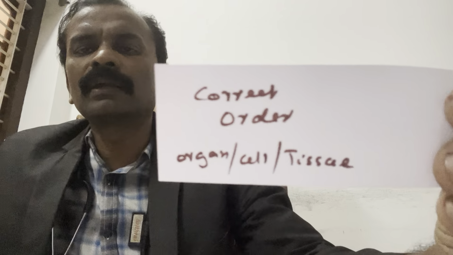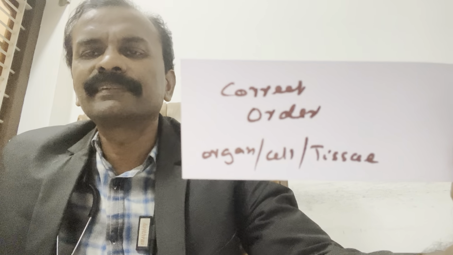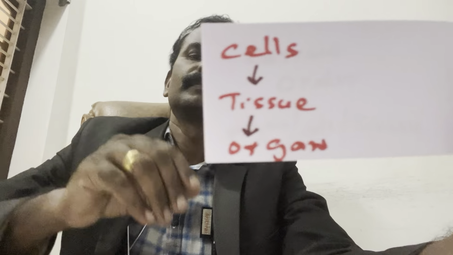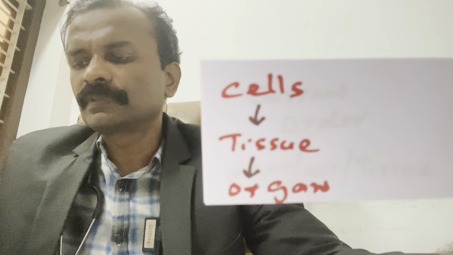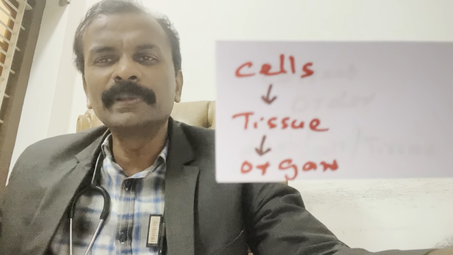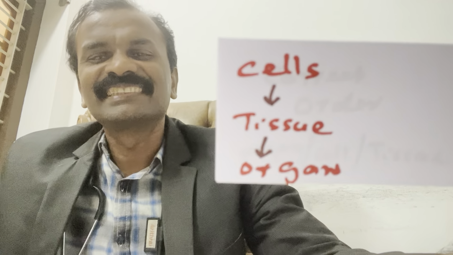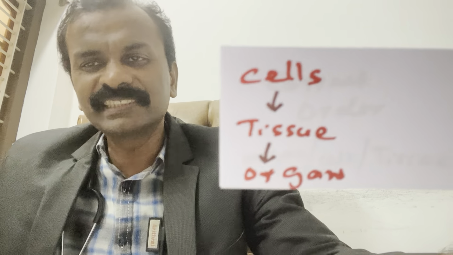Can you write the correct order? Cell, tissue, organ. Correct order. The correct order is cells, tissue, organ. They can ask. This is followed by organ system. So organ system comes last. Cell, tissue, organ. Last is organ system.